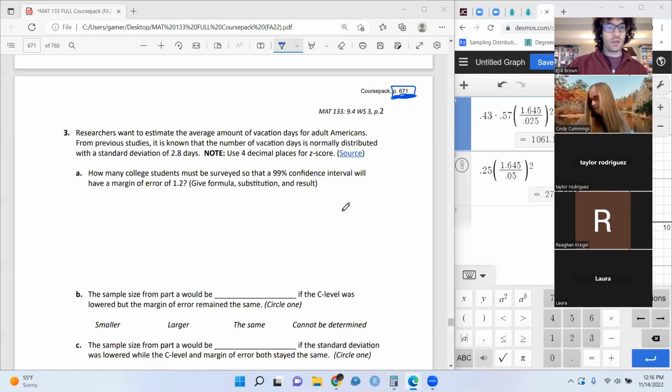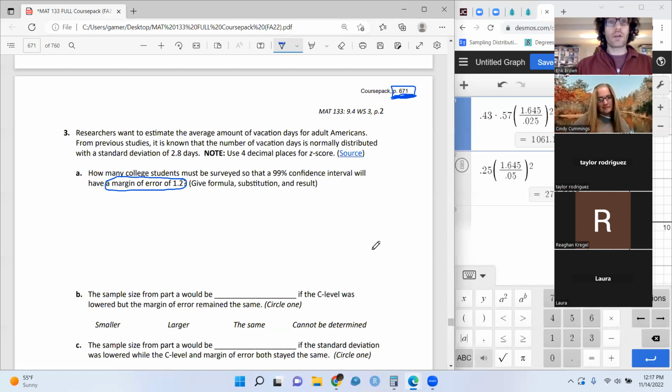Did you all get letter A? Yeah, I'm ready for A. I got 7 students. Seems a little low. Let me make a guess. Did you change 1.2 to 0.012? No, and I was thinking about it, but I thought that we only did that for percents. Good. Okay, then that's not a problem.